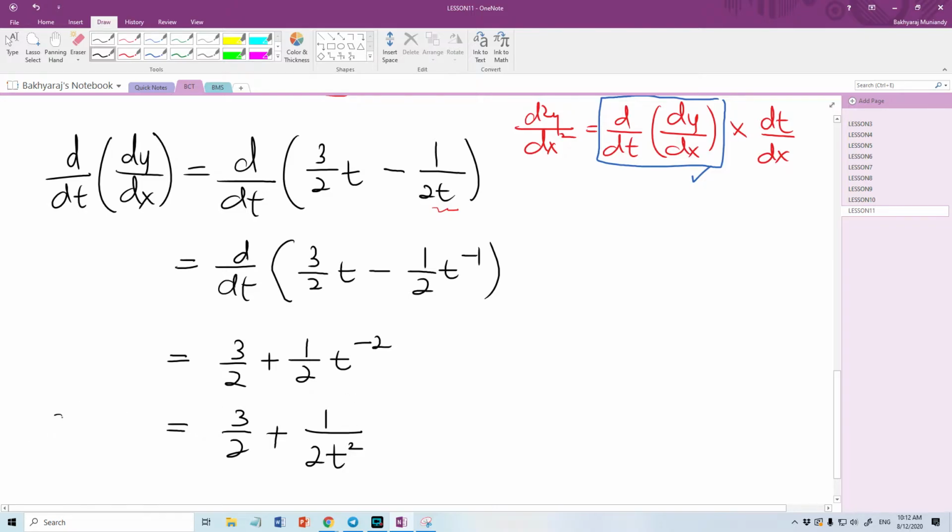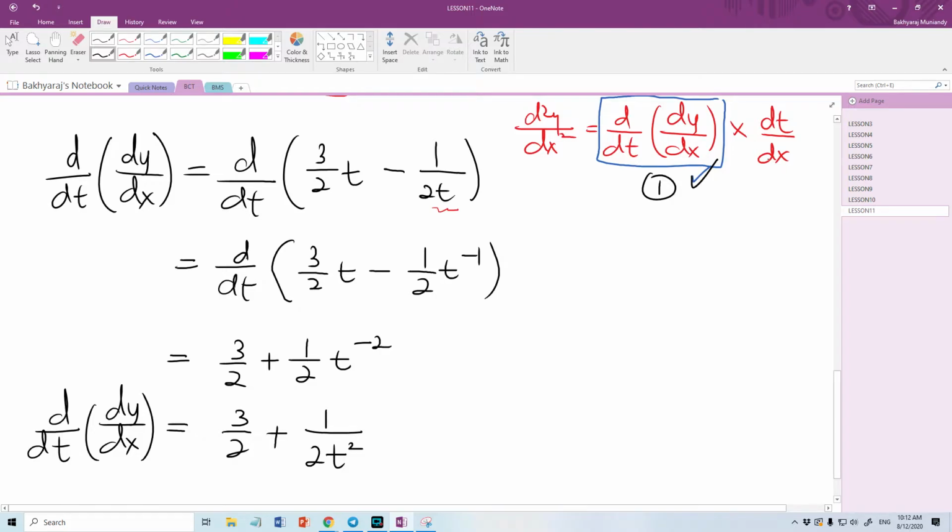So this is what we need to get. So this is the derivative of dy dx with respect to t. Ini yang kita dah dapat dah. So kita dah dapat jawapan ni dah. Okay, we already have the first answer. Kita dah dapat jawapan ni. Okay, lagi sekali.